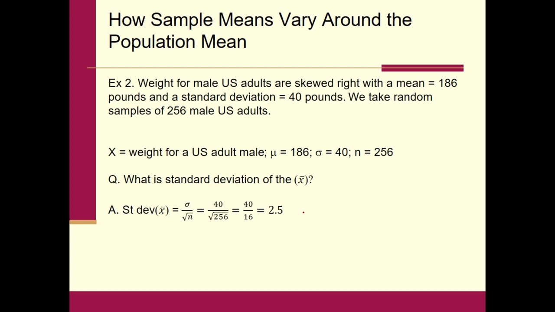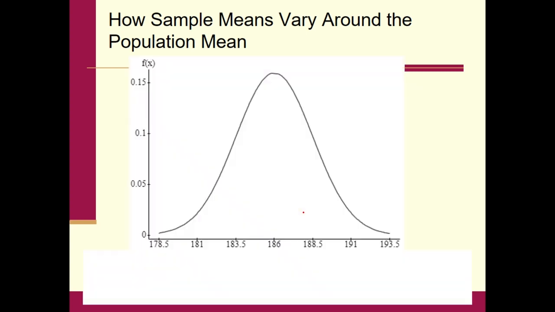So, what should we do next? We should make a graph of this. Okay. So here is the sampling distribution of X bar. This is not of X. This is the sampling distribution of X bar. Where's it centered at? 186, right? And that's what we said the mean was. And then what did we say the standard deviation was? We said the standard deviation was 2.5.